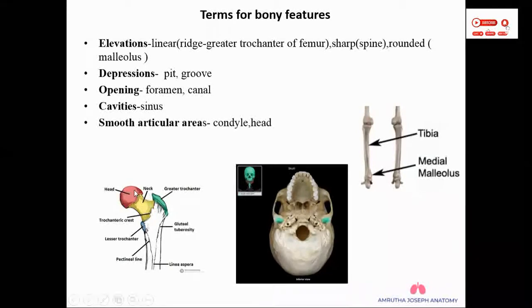So this is a round elevation, can be called a head. So this is the head of the femur. You can also see head in other parts of the bones, like the head of the humerus. Humerus is a bone of the arm. Anyway, we will come to all these things later.